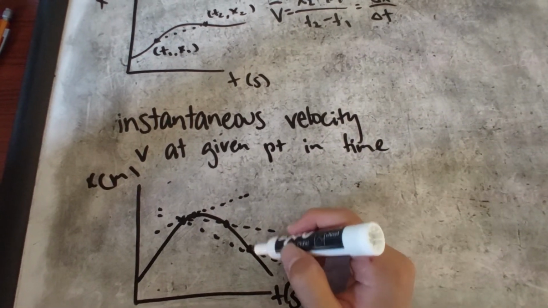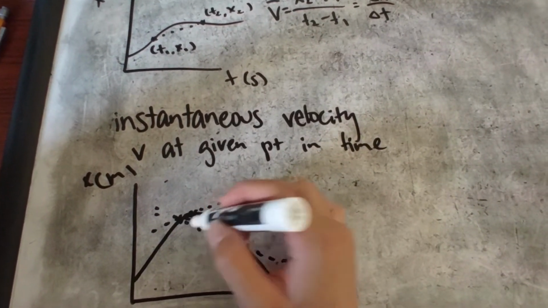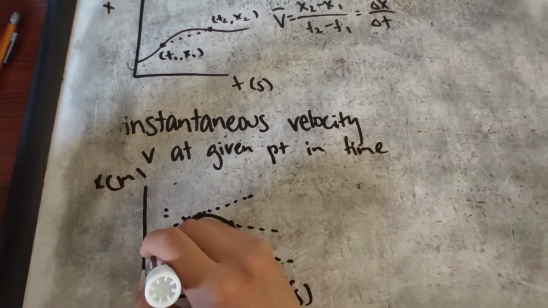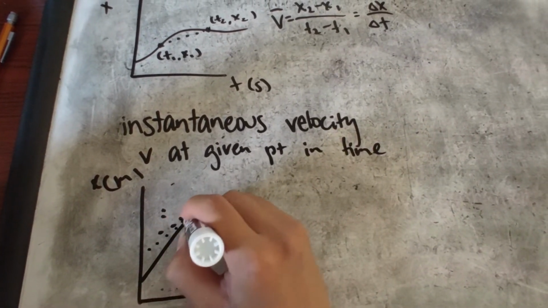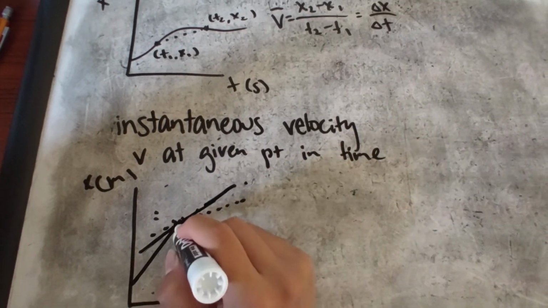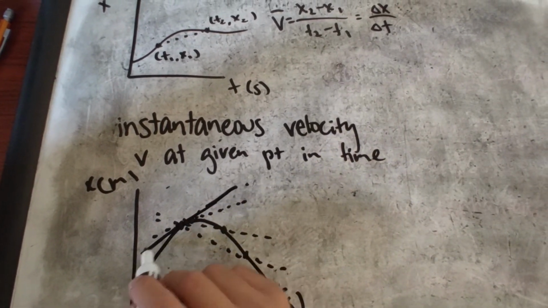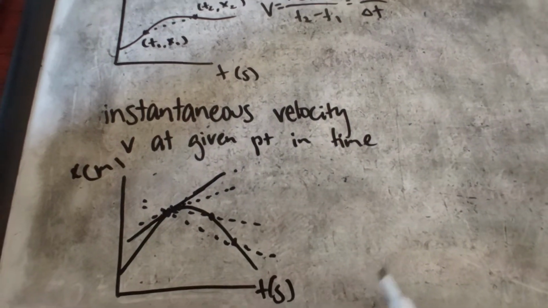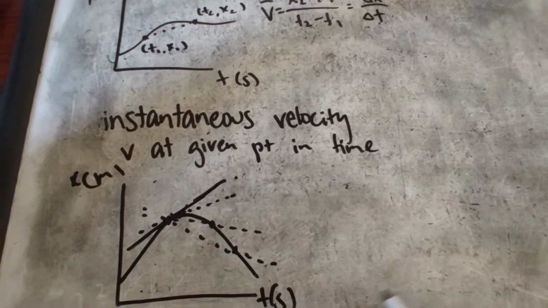So as you bring the second point closer and closer to the first point, you eventually get it on top of one another, and that is when you get a tangent line that's only touching the graph at one point, and that gives you the instantaneous velocity, which is basically the slope of the tangent line.